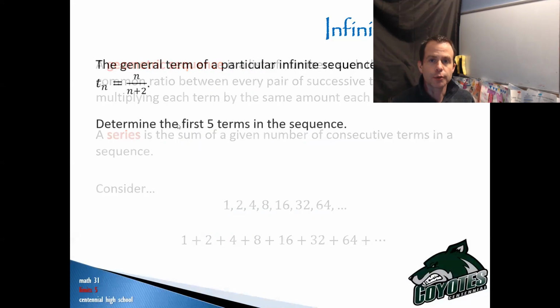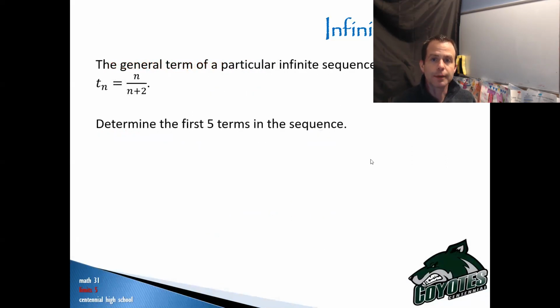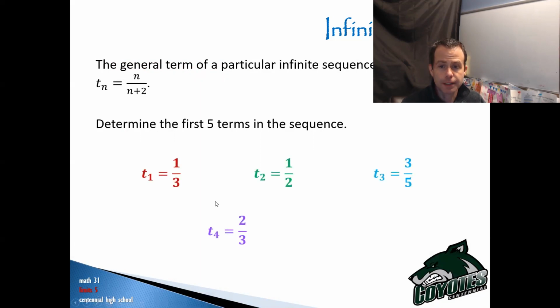Okay, so we're going to take a look at a couple here. The general term of a particular infinite sequence is defined as T of n equals n over n plus 1. Determine the first 5 terms in the sequence, okay? Not very complicated. We're going to plug 1 in for n, see what we get out. We're going to plug 2 in for n, see what we get out. Go ahead and do that. Okay, and so your 5 terms should have ended up being 1/3, 1/2, 3/5, 2/3 when reduced, and 5/7.